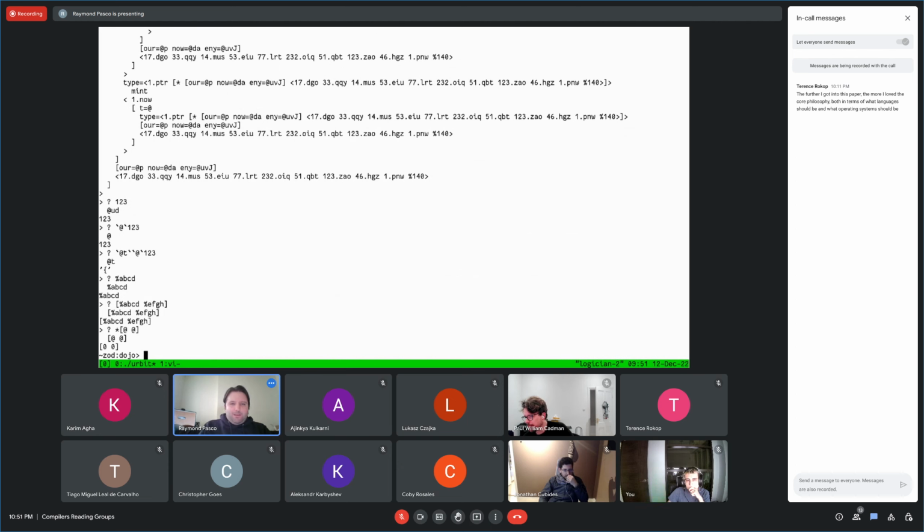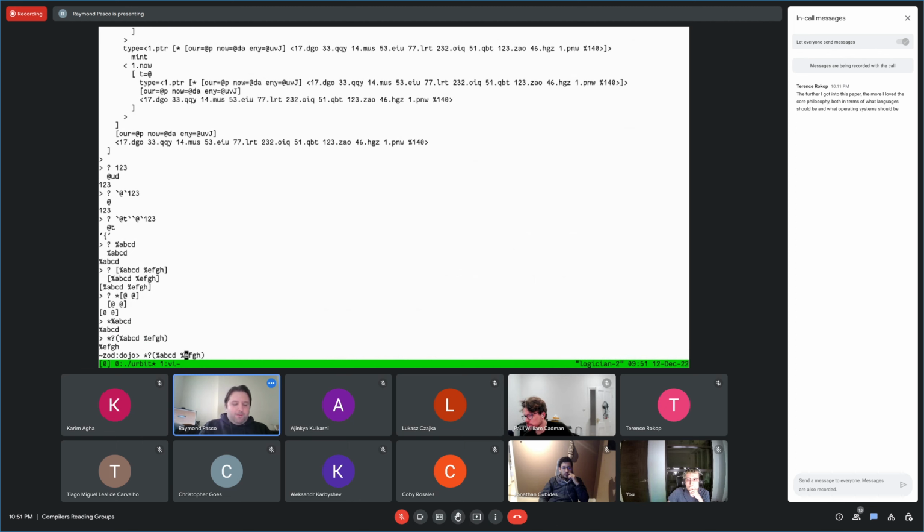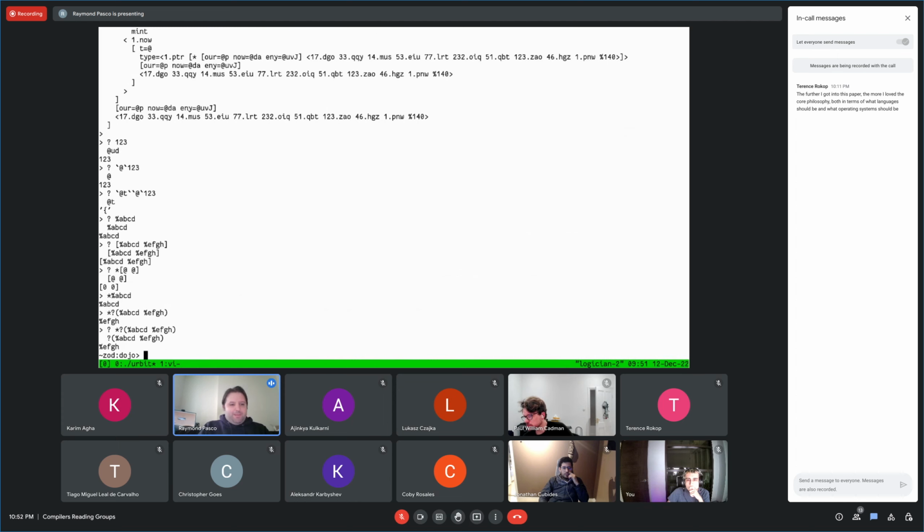And then finally, sum types. These are not like MLABTs, and they don't litter constructors everywhere. They're literally just the sum of two types, right? So if I have percent ABCD as a type, or ABCD, FGH, that's just the sum of two types. So that's the type either ABCD or EFGH.